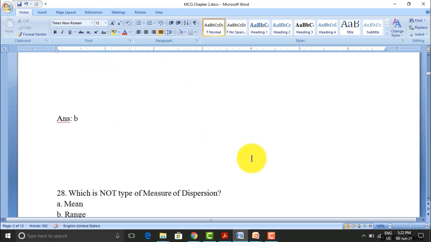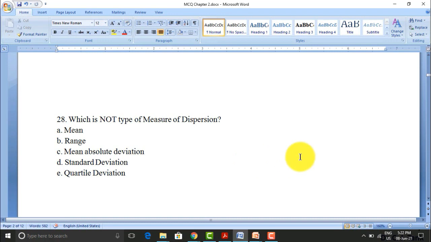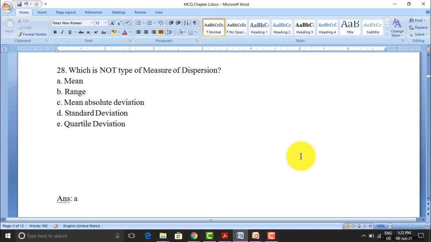Next question, which is not type of measure of dispersion? Option A, mean. B, range. Option C, mean absolute deviation. Option D, standard deviation. And option E, that is the quartile deviation. Here the correct answer is A, mean. Mean is not type of measure of dispersion.